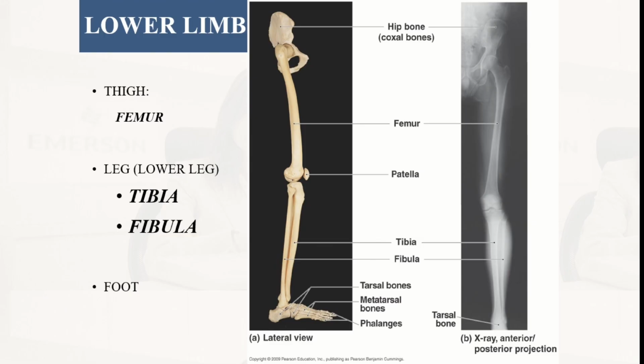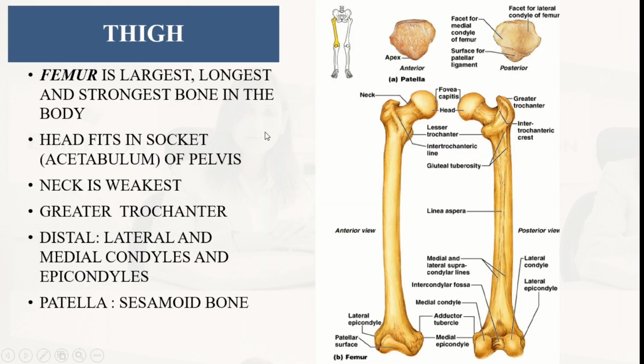Then the lower limb. The thigh is made up of the femur. The leg has two bones, the tibia and the fibula. The tibia is the one which looks bigger, so the tibia is big and the fibula is small. In the foot, we have the tarsal bones, the metatarsal bones, and the phalanges. That's about the lower limb.